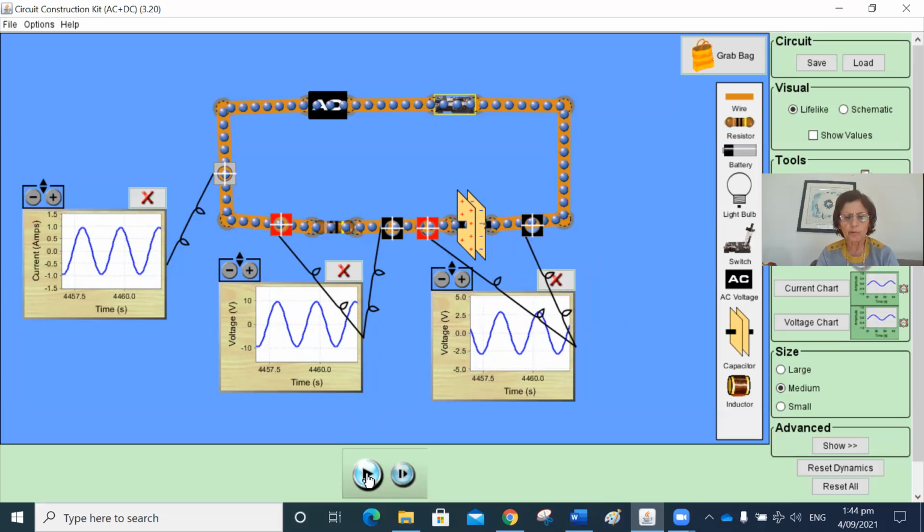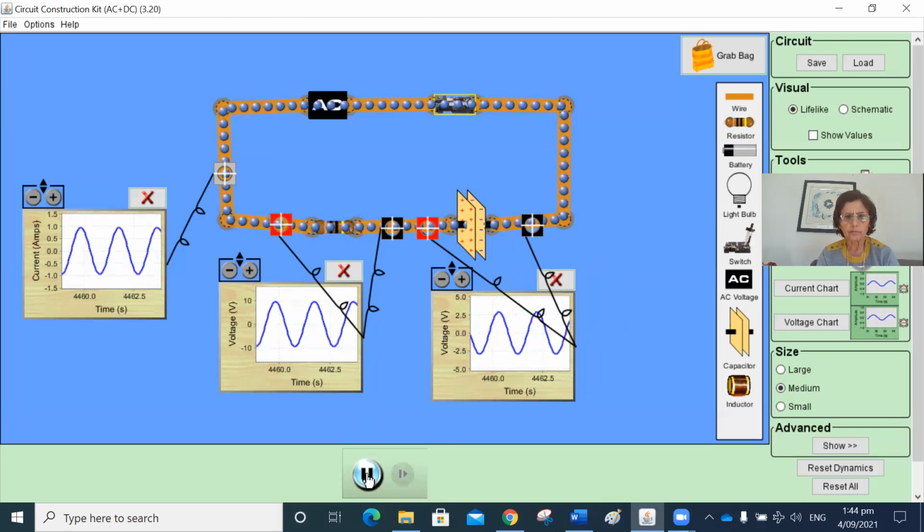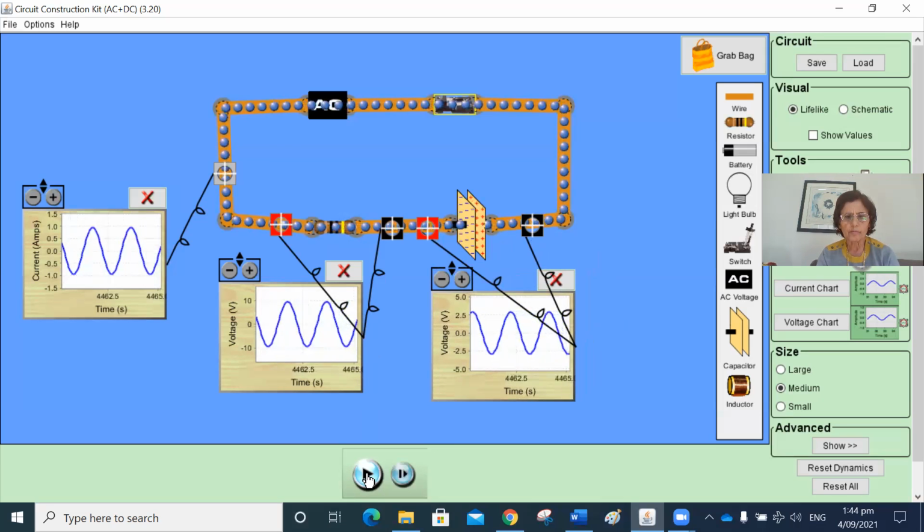We will just look at one more value. I will turn it on. Now, if we look over here, the voltage across the resistor at this particular time is almost zero, whereas the voltage across the capacitor is negative maximum. It still has to reach zero. So after a quarter of a cycle, it will reach zero. Or in other words, what we can say is that voltage across the capacitor is 90 degrees behind the voltage across the resistor.